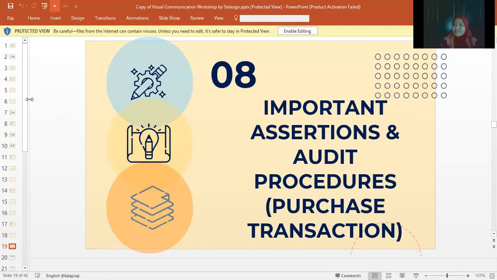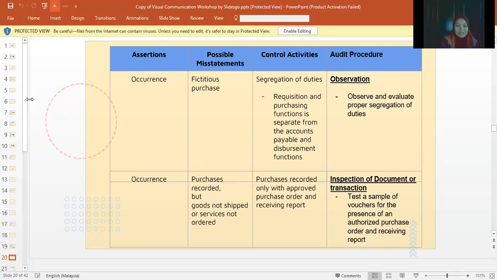And the third part is the important assertions and the audit procedures for purchase transactions. Okay, for purchase transactions, the related assertion is first occurrence, and the possible misstatement is fictitious purchases, and the control activity the management can apply is segregation of duties. Requisition and purchasing functions are separate from the accounts payable and disbursement functions, and the audit procedure is observation, in which management needs to observe and evaluate proper segregation of duties.